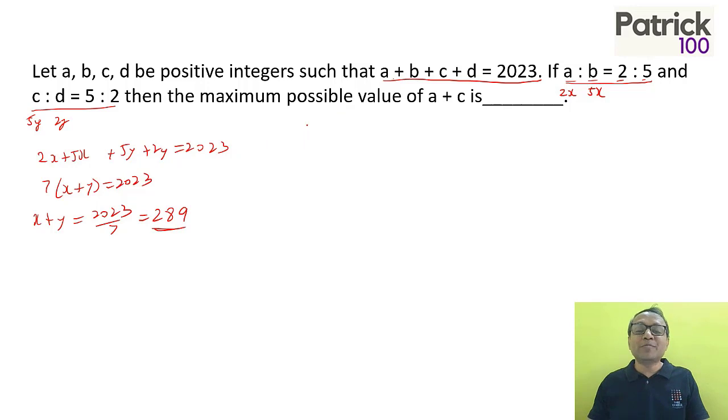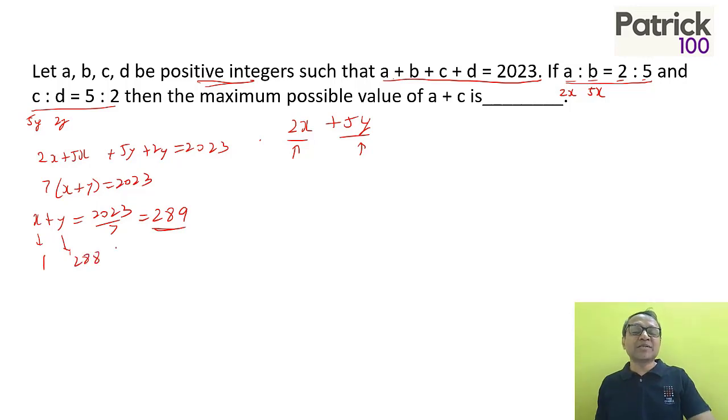Once you get 289, what do I want exactly? I want the value of A plus C. A is 2x and C is 5y. Now x plus y is 289. I want to maximize 2x plus 5y. To maximize, I should have more value of y and less value of x. Remember, they're positive integers, so the minimum value of x is 1. So the maximum value of y will be 288.